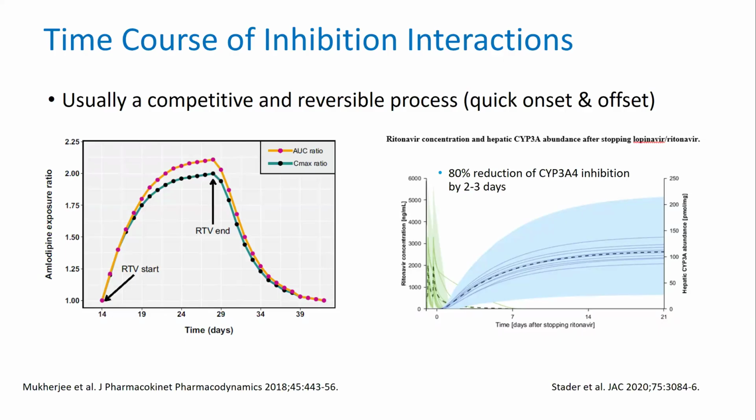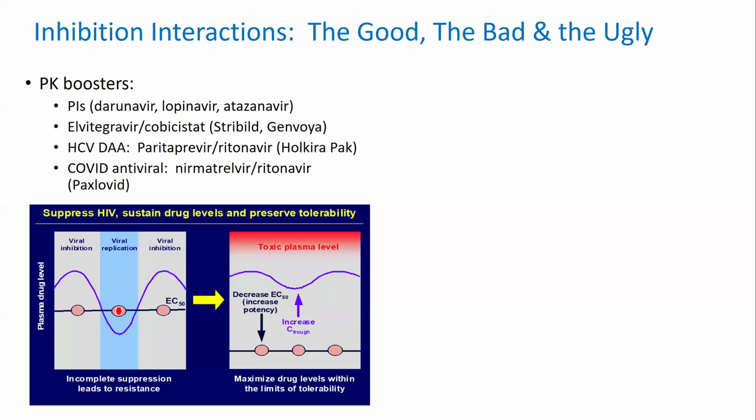Usually, when we think of the time course of inhibition, it's often a competitive and reversible process. So somebody cuts in front of you in line, you have to wait, and drug concentrations increase. When it's finally your turn, then you can exit, and then things go back to normal. So usually a quick onset of a couple days on and off once the inhibitor is removed.